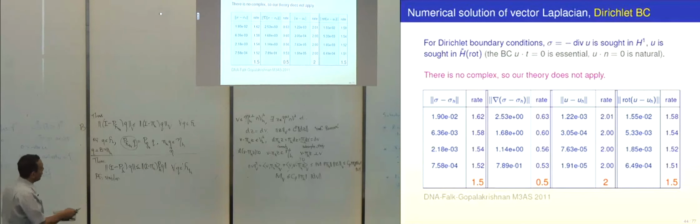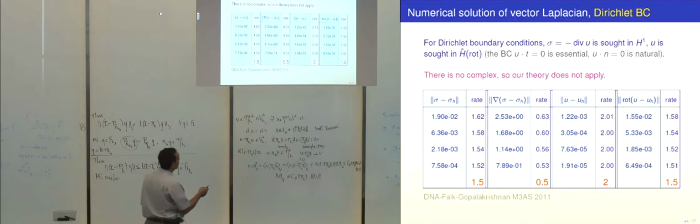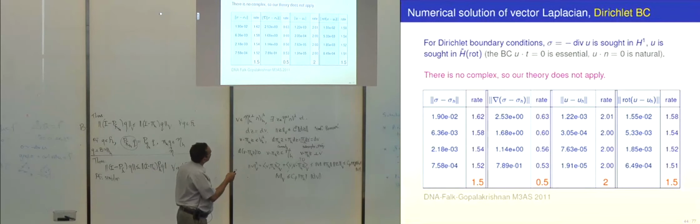Interestingly, on the U, you actually get the full rate of convergence of h squared. On the rot U, you don't get the full rate of convergence of h squared. You get h to the 1.5.